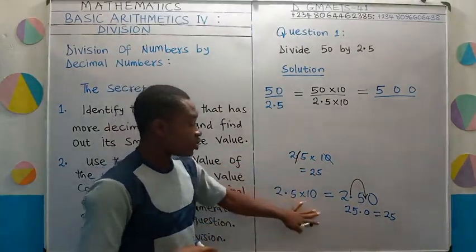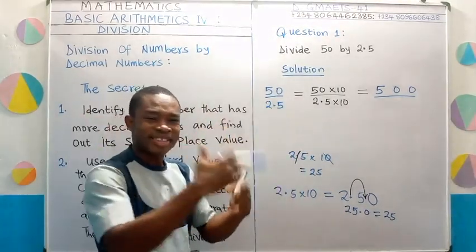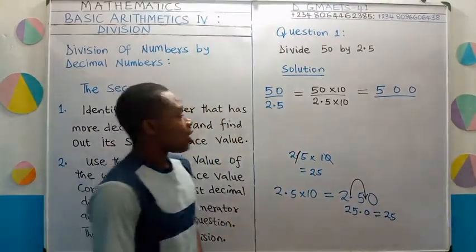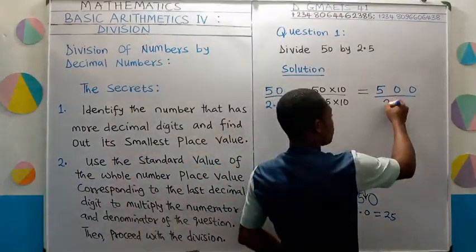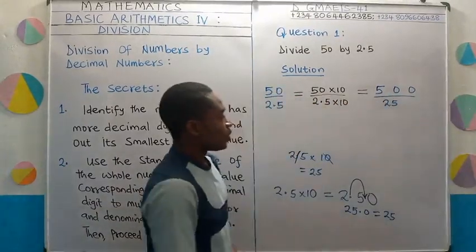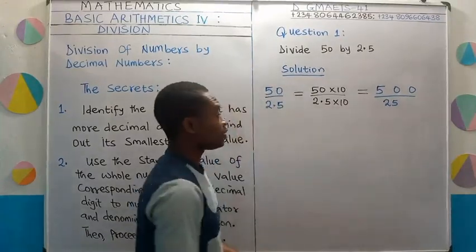Then another method you can also use in getting decimal number multiplied by something like 10, 100, 1000, you can do it by moving points. All right, so the denominator is 25. We can now divide 500 divided by 25. Let's see what we are going to get.